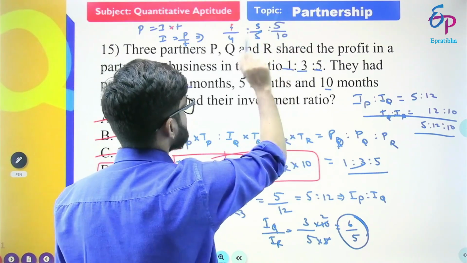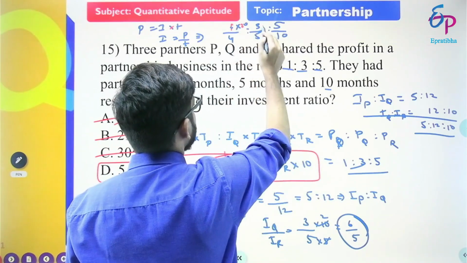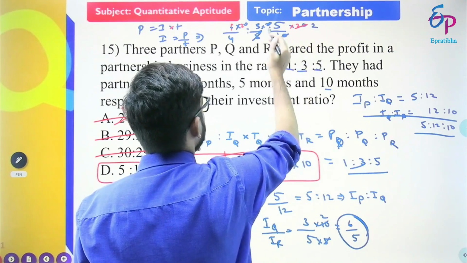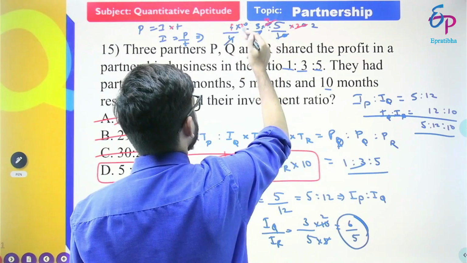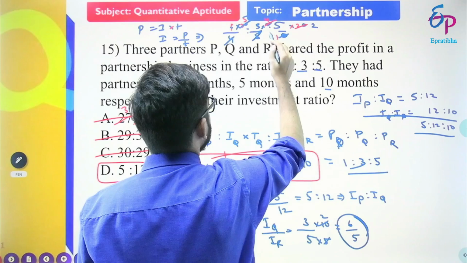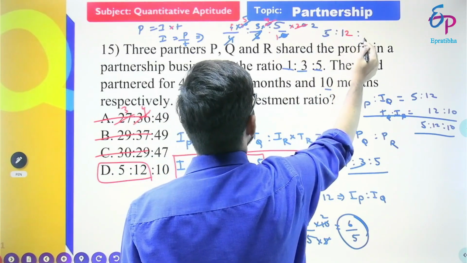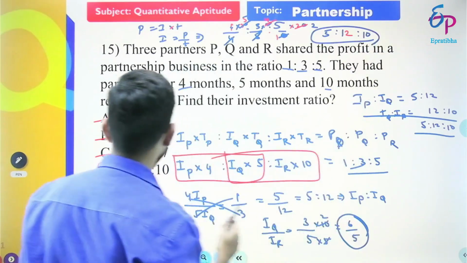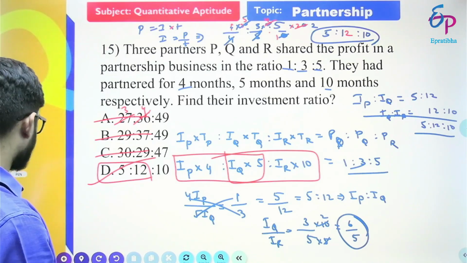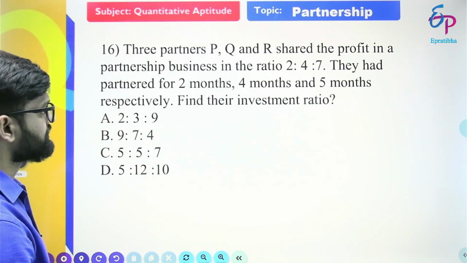Now what is the LCM? LCM is 20. This is into 20, this is into 20. 10 ones, 10 twos, 5 ones, 5 fours and 4 ones, 4 fives. So 5 is to 12 is to 10. 5 is to 12 is to 10 is the answer. Directly we will do the shortcut method. We will not go by the lengthy method for this question.